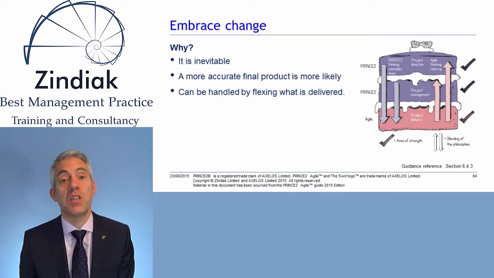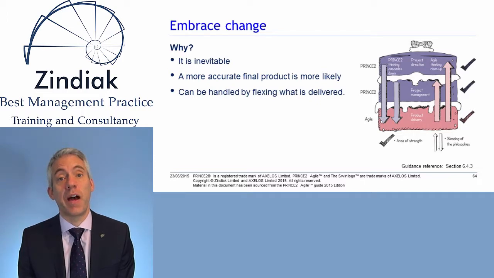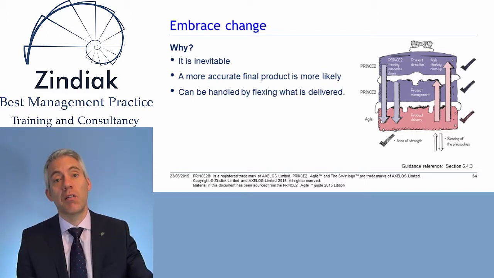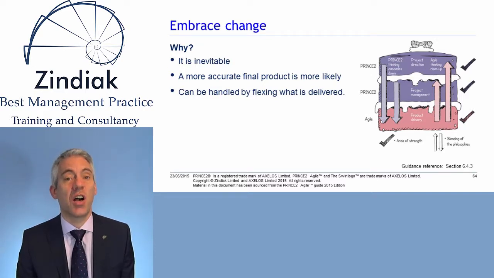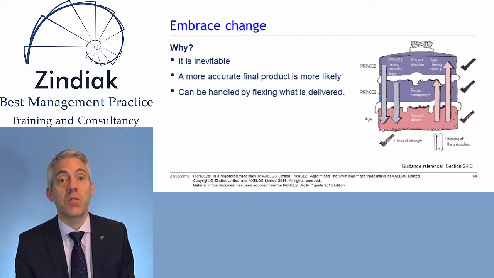Clearly PRINCE2 is very comfortable with that. We only plan to the planning horizon. We plan in stages, we manage by stages, because we recognise that there will be change as we go through the project. And Agile is really just taking that to an even lower level. That gives a benefit, which is the second point on the slide: a more accurate final product is more likely.